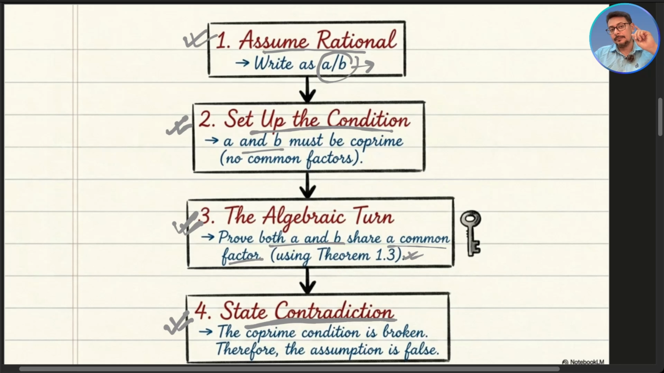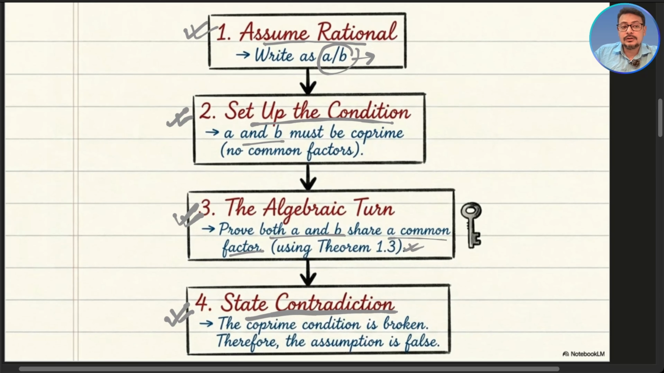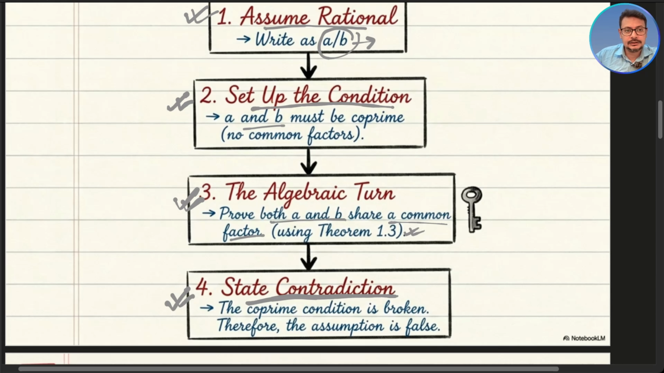That means in the very first step our assumption was that the number was rational and that it can be written in the form of a by b, where a and b are co-prime having no common factors. But in the third step we proved that both a and b share a common factor using theorem 1.3. Therefore this becomes a contradiction. That means the co-prime condition is broken.